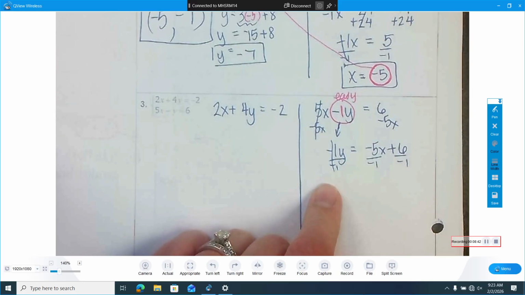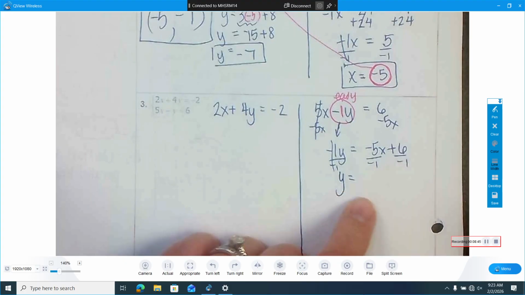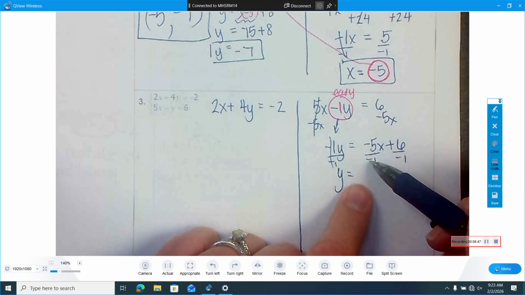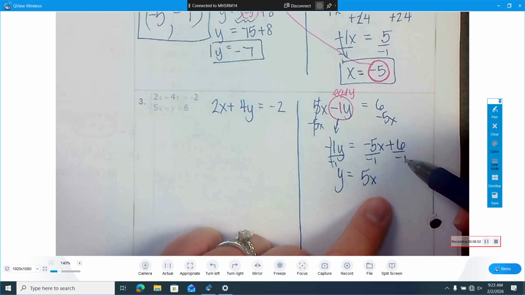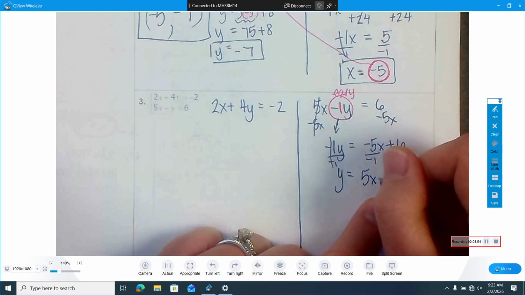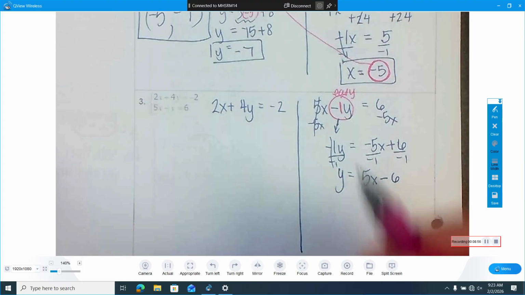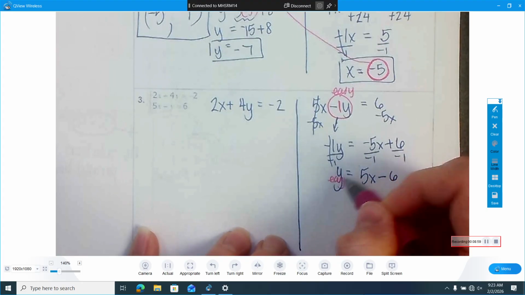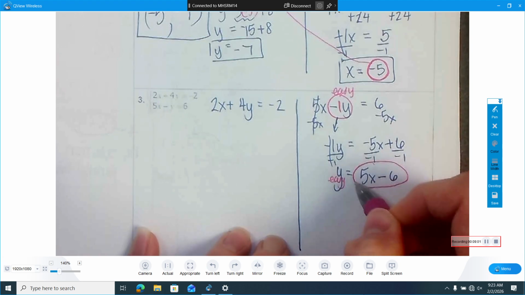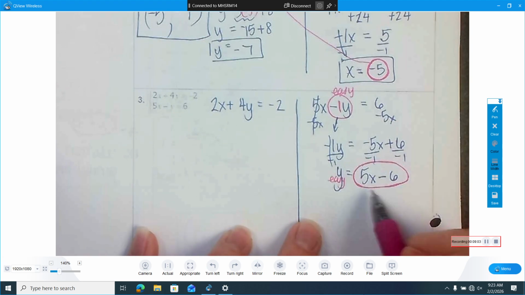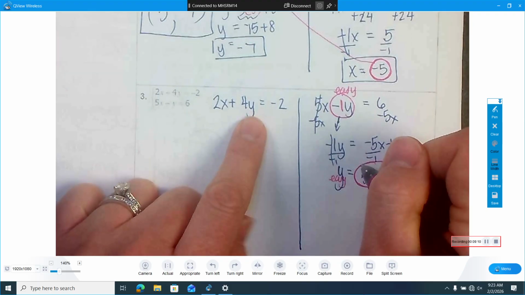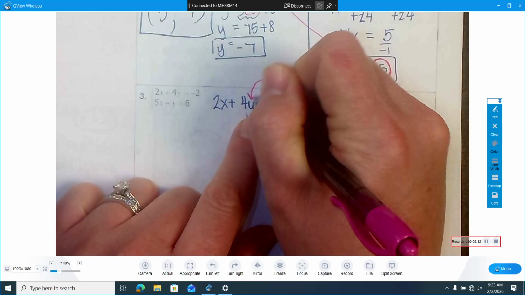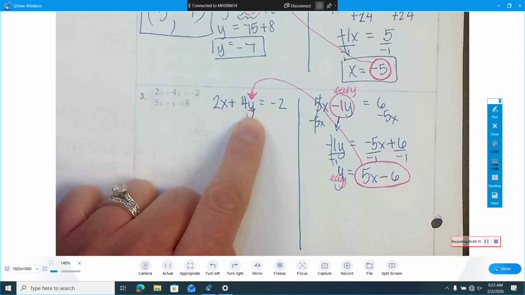So my negative 1s are gone. The y is all alone, which is what we want. What's negative divided by negative? Positive 5x. And then we have 6 divided by negative 1. Negative 6. Good. So here's our nice easy y, easy variable. It's equal to all of this stuff. So where am I going to put this expression? By the 4. Yeah, in place of the y. It says I'm the same as a y. So we're going to plug it in right over here in place of that y.